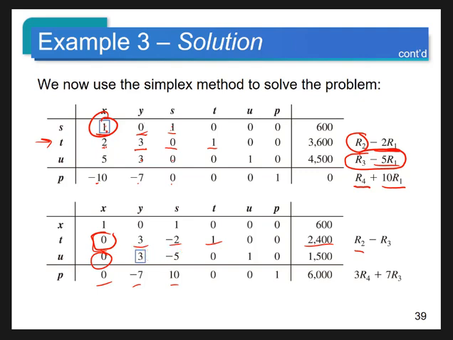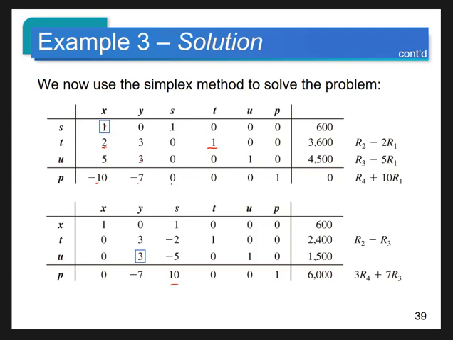Well, there are still negatives in that bottom row. In the first example we did, after the first pivot, everything in the bottom row was positive, so we were done. But there's still a negative down there. So we pick the first one, which is the negative 7. Up above, there's a 0 here. We can't use that, so it's going to be one of these 3's. 2,400 divided by 3 is 800. 1,500 divided by 3 is 500. That's the smaller ratio, so we're going to use that as our pivot.